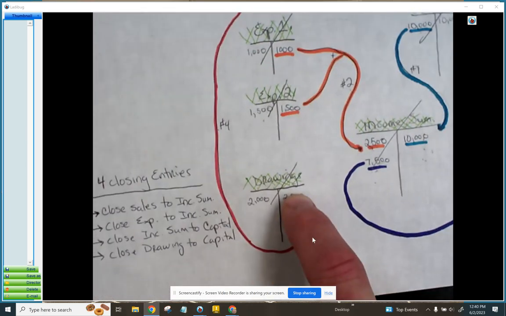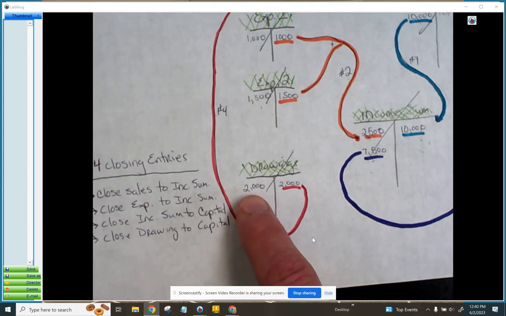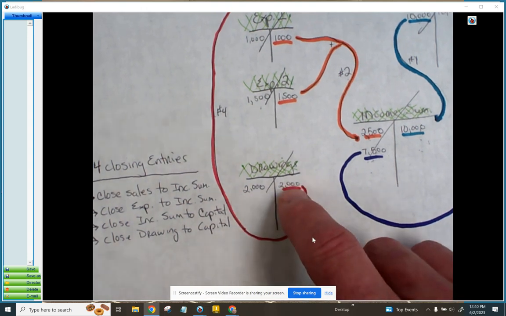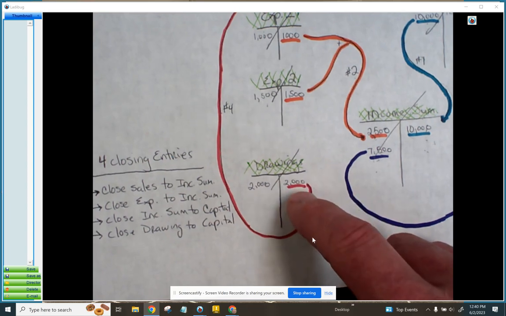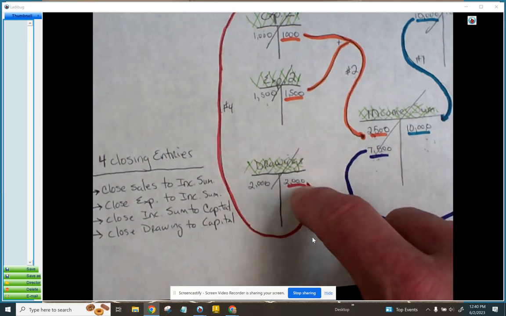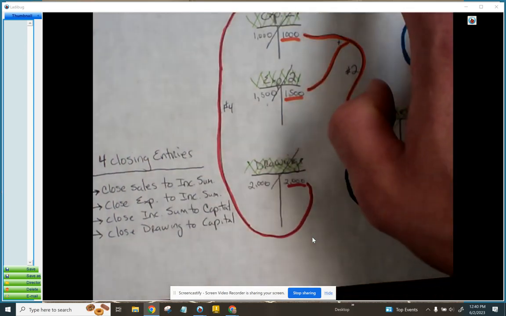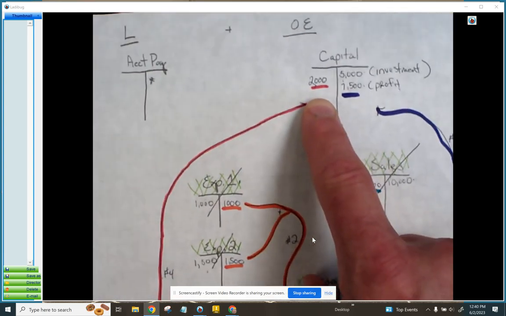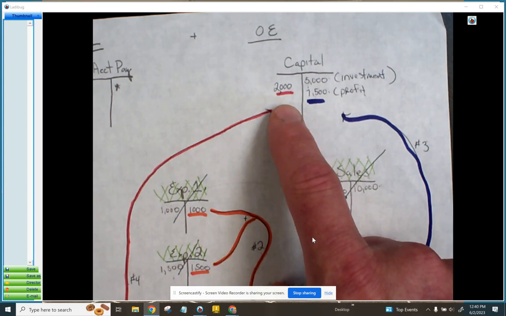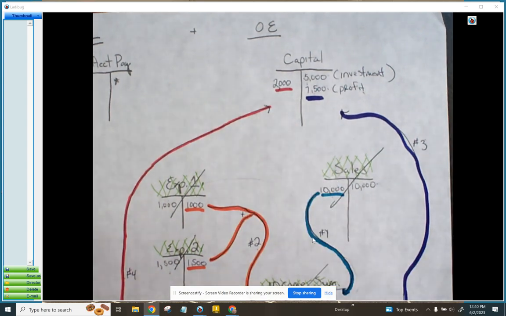The last thing that you need to close out is drawing. Normal balance of drawing is on the debit side, so to close it out, you would want to credit it equal to the balance. So this is closing out drawing and transferring that value to capital as a debit so that capital goes down.